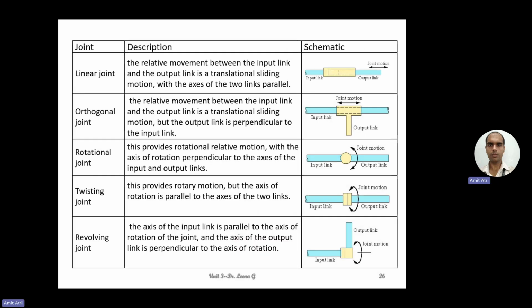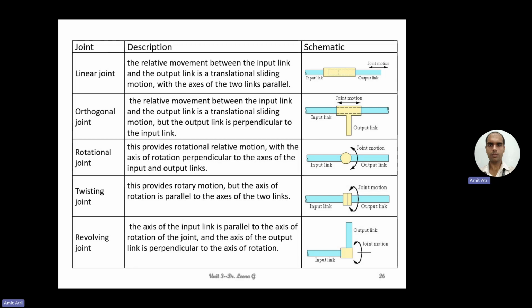Okay, so a brief description. In the linear joint, the relative movement between the input link and the output link is a translational sliding motion, with the axes of the two links parallel. Then the orthogonal joint: the relative movement between the input and the output link is translational, but the output link is perpendicular to the input. In the rotational type of joint, the movement is rotational and the axis is perpendicular, the rotation being perpendicular to the axes of the input and the output link.